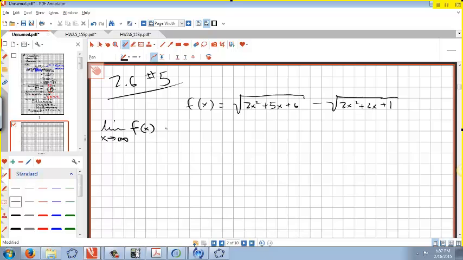f of x. Now, you might be thinking, we never did one like this in class. Well, you're right. But we did look at the algebra that would allow you to do this. There's a lot in this problem, and we may want to stop to look at a simpler version. But here goes. I'm going to write it out again: 2x squared plus 5x plus 6.